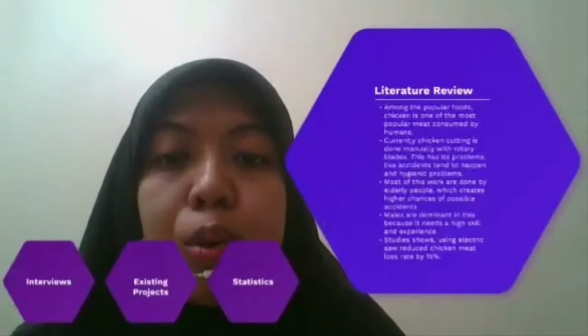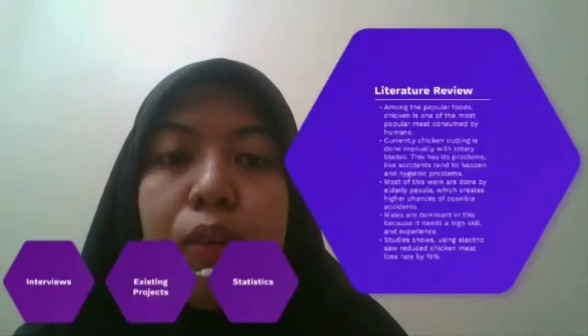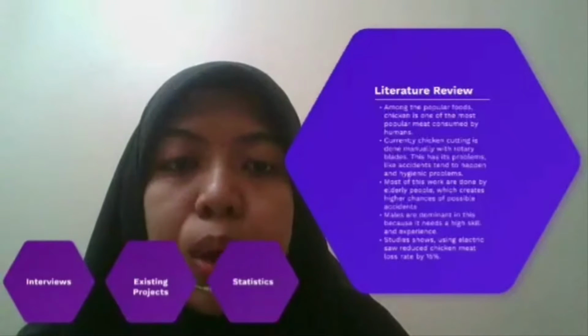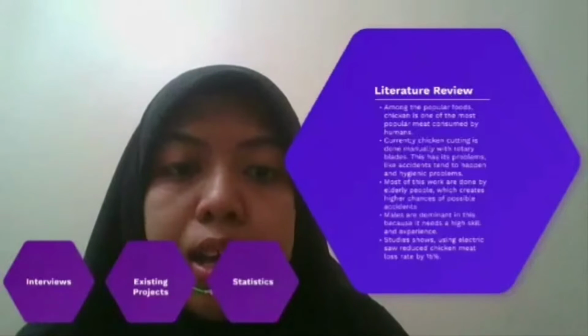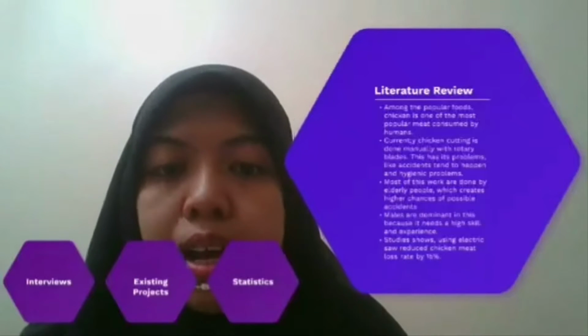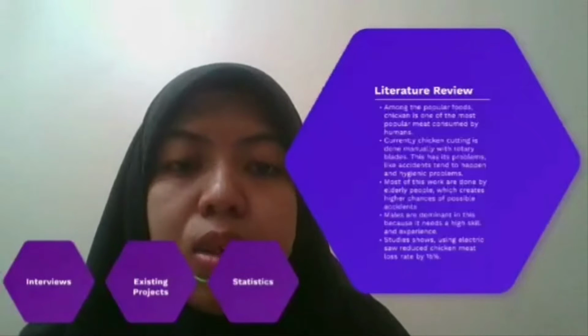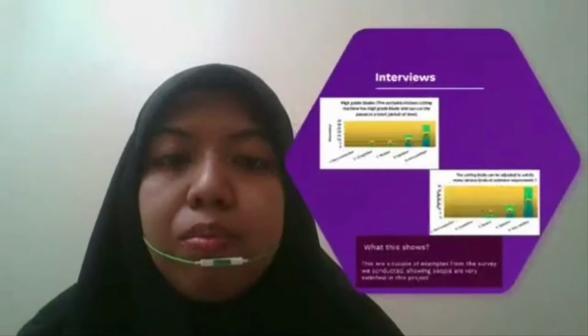This is the literature review from our previous research. Among the popular food, chicken is one of the most popular meats consumed by humans. Currently, chicken cutting is done manually with a rotary blade. This has its problems, like accidents that tend to happen and hygienic problems. Most of the work is done by elderly people, which creates higher chances of possible accidents. Males are dominant in this sector. Lastly, a study shows that using an electric saw reduces chicken meat loss rate by 15%.